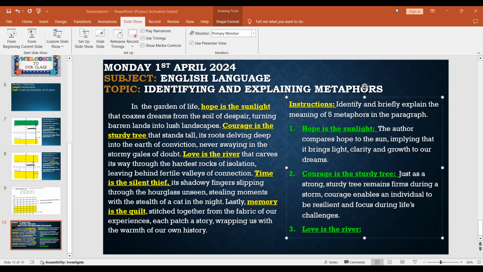So what I think is I could say that love is also associated with connection, because when you are connected with those around you who you love. Mm-hmm. So when it says leaving behind fertile valleys of connection, it is showing you that the things and people that you love are always connected and surrounded by you. I don't know if that makes sense. Yeah, it does. Beautiful. Love is the river. Very good. So love creates connections. And so rivers create connections as well.